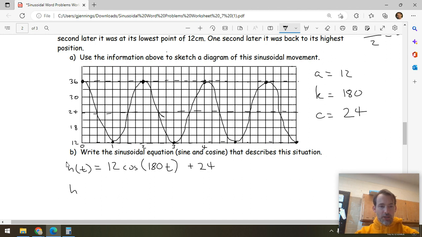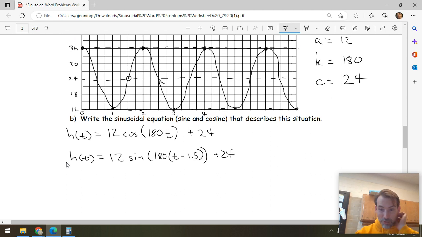Let's do a sine one. H of t is equal to 12 sine, also 180, but we're going to have a d transformation. Here is where I am rising and crossing the midline. It's exactly at 1.5. So t minus 1.5, plus 24. Done. Visually, I know that when I do the algebra, that's going to work. If you want to see me do the algebra, go look somewhere else. I'm not doing it again.